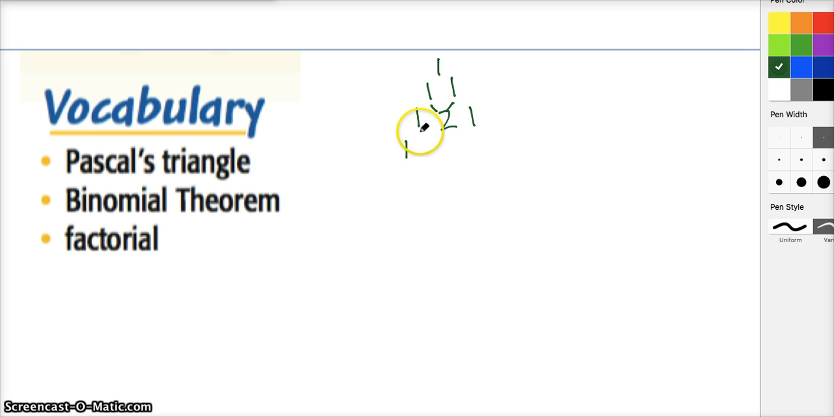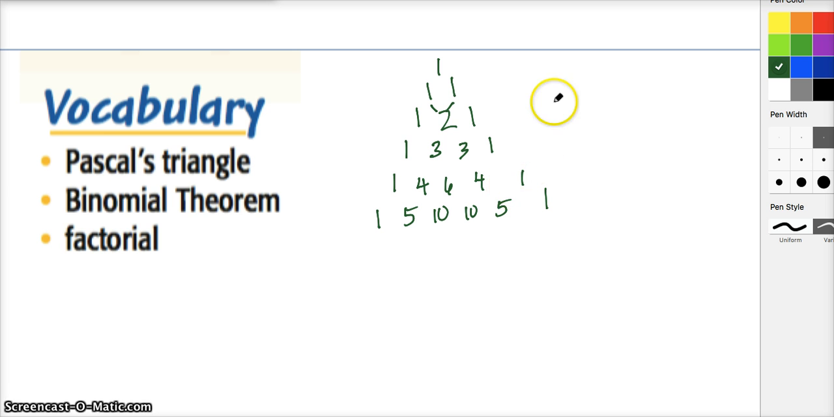So what would this next number be? 1 plus 2 is 3. 2 plus 1 is 3. And don't forget your 1. Let's do it again. Start off with 1. 1 plus 3 is 4. 3 plus 3 is 6, 3 plus 1 is 4, and 1. Again, 1. If you're bored in class, this would be a fun thing to do. Just make the triangle as long as you want to see how far you can go. 1 plus 4 is 5, 4 plus 6 is 10, 6 plus 4 is 10, 4 plus 1 is 5, and then we get a 1 again.